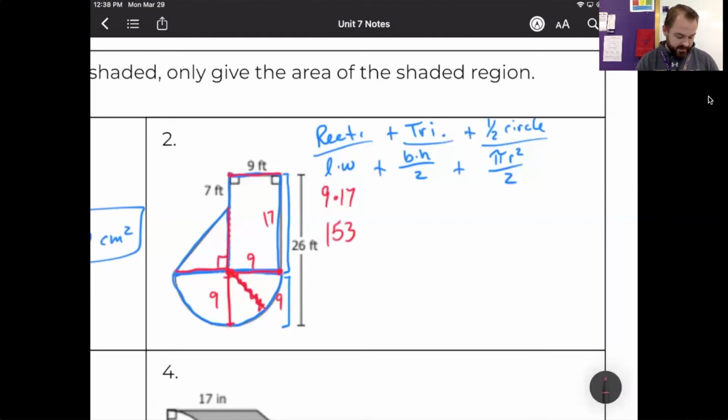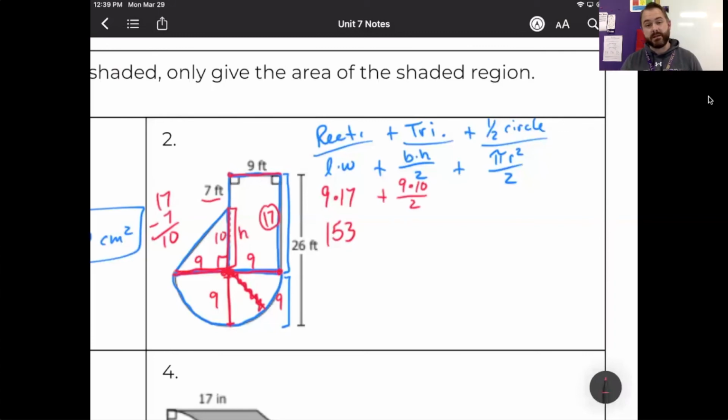So the base is actually still a radius of that half circle, 9. Now the height is not 9, but it's pretty close, because to find the height measurement here, I'm going to do 17 minus 7. And that's 10. So my height measurement is 10. So my formula here is base 9 times height 10 divided by 2. Well, 9 times 10 is 90. When I divide that by 2, I get 45. So that's the area of the triangle.